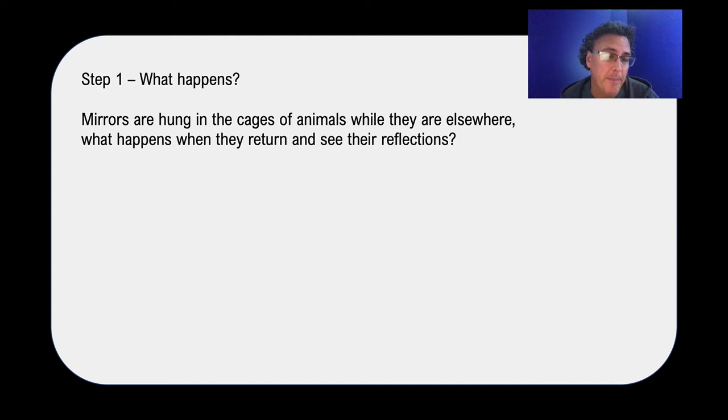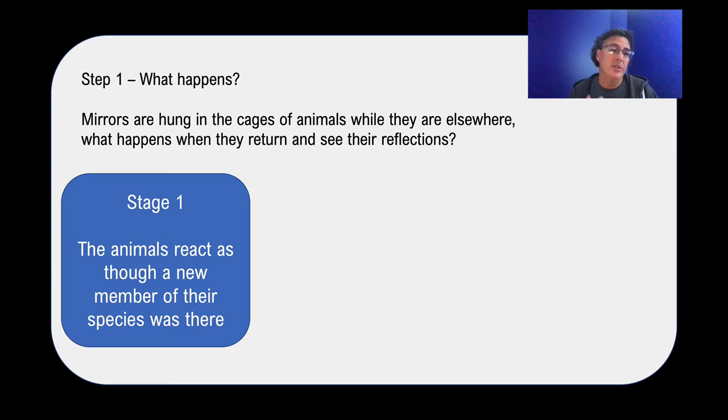What did they do? Well, it depends on the animal. There's a first step that every animal went through. When they first saw their reflection, they reacted to it however they would react to a new member of their species. Some animals react aggressively if you put a new member of their species into their space, so those animals might be aggressive towards their reflection. Often dogs, when they first see their reflection, will bark at it and treat it like another dog.